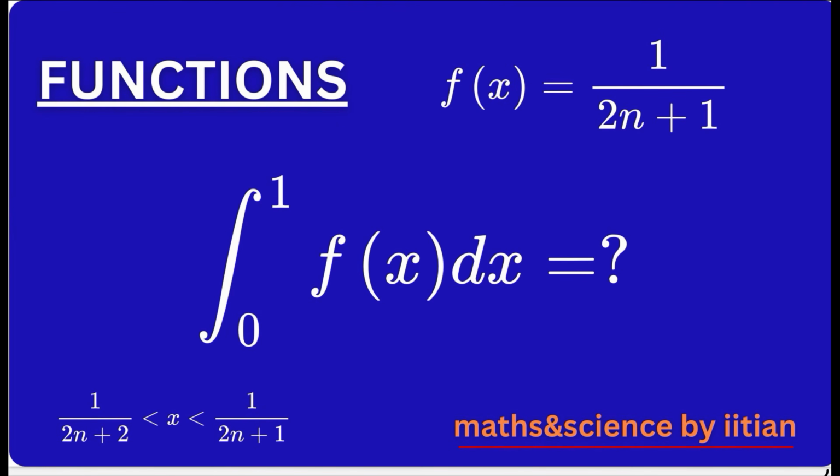In today's lecture, I will be taking up a typical function where the function is not directly defined in terms of x. It is defined for the values of n. Function f(x) is equal to 1 by 2n plus 1, where x varies from 1 by 2n plus 2 to 1 by 2n plus 1. Then we have to find the integral of the function f(x) dx, where x ranges from 0 to 1.